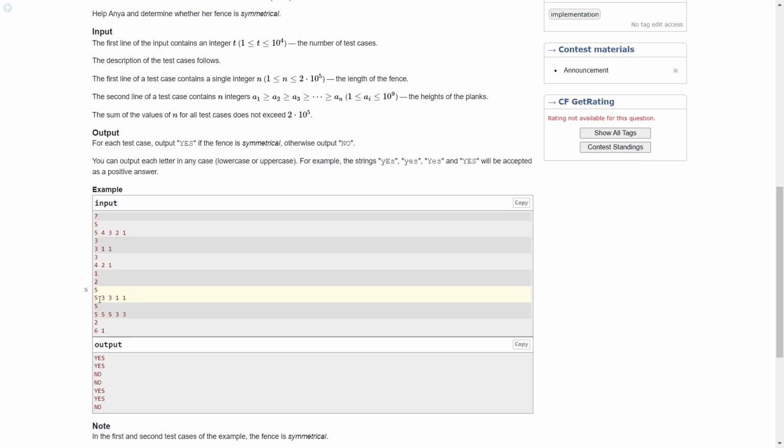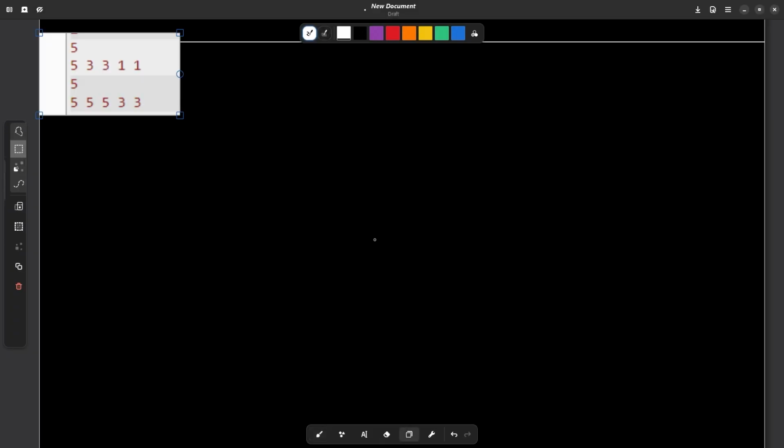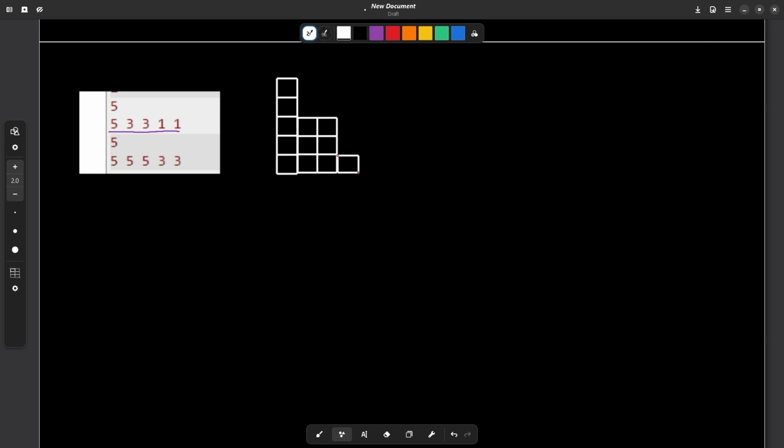So let me just take some examples. We're just going to discuss these two examples. Now let us first discuss this particular sample test case. So I'm just going to draw it very quickly. First of all, I have these 5 boxes vertically. Then I'll have 3 boxes. So it is repeated twice like this. And then I only have 1 box repeated twice.